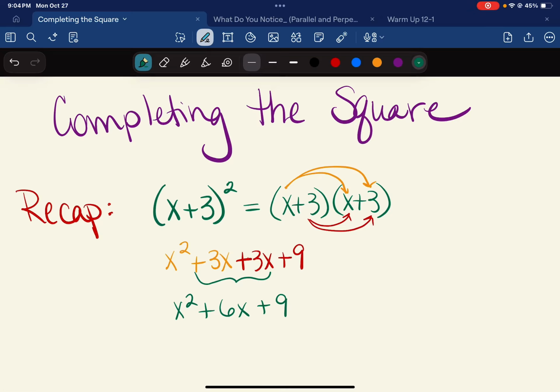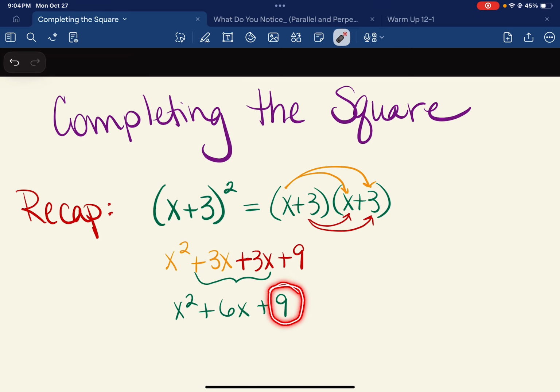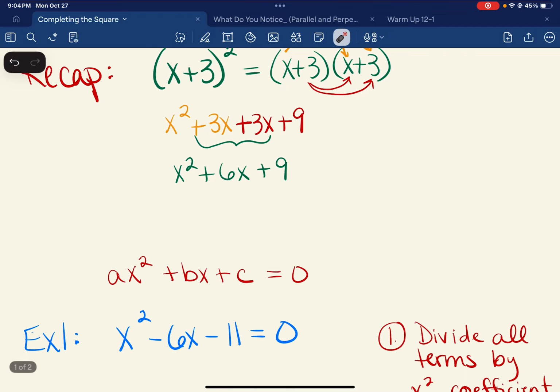If you ever see a trinomial and you notice this c value, the constant, if you can take its square root and then double it and get this b value, this middle term, the coefficient of x, then you've got yourself a perfect square trinomial. Okay? So let's do some practice problems.